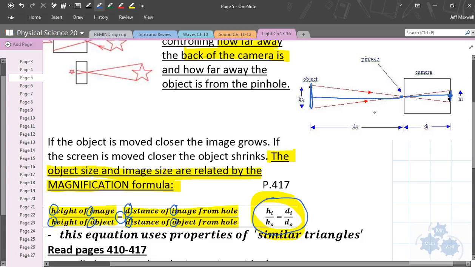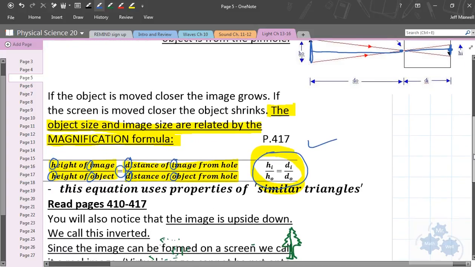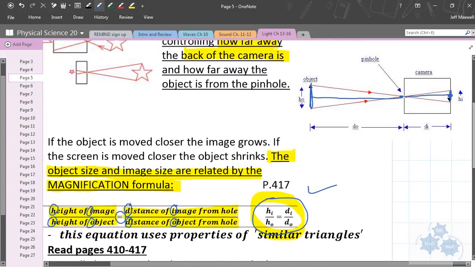Okay, so this is important. Now if you know the height of the image, and you know the distance of the image because you know how big your camera is, and you know how far the object is, you could calculate its height. Or let's say you know the height of the object and you're going to try and find out how far the camera needs to be away to form a good image. You can calculate the distance that you need to be away. So if you have three of these quantities, you can always solve for a fourth one. Alright, we'll pause here and take a look at the textbook, page 417, and maybe do a sample problem together.